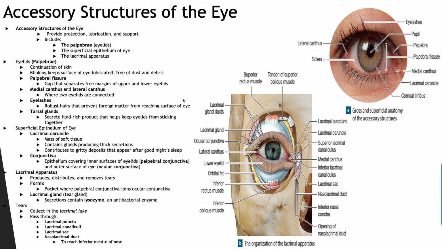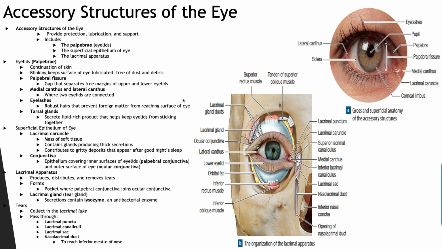A constant flow of tears keeps the conjunctival surfaces moist and clean. Tears reduce friction, remove debris, prevent bacterial infection, and provide nutrients and oxygen to portions of the conjunctival epithelium. The lacrimal apparatus produces, distributes, and removes tears. The lacrimal apparatus of each eye consists of 4 parts: a lacrimal gland with associated ducts, paired lacrimal canaliculi, a lacrimal sac, and a nasolacrimal duct.